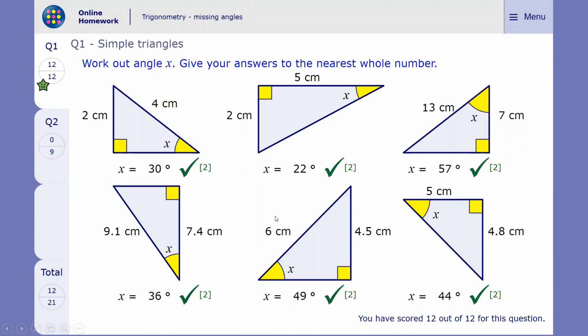Right, here are the answers. Hopefully you did get them all right. And by now you've realized that this is a little bit tricky, but once you get the hang of it, it's fairly straightforward, because it's basically just one line in your calculator. And it's actually easier than working out missing sides, which we're going to do in the next lesson.